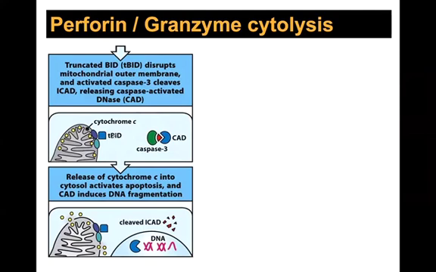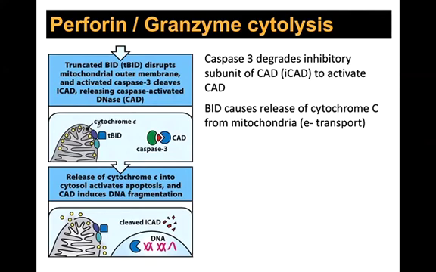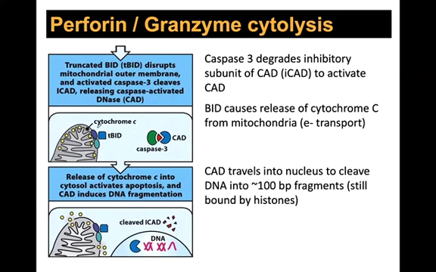In particular, it's going to cause release of cytochrome C from the electron transport chain. If you remember from biochemistry, if you don't have cytochrome C, you don't get any ATP, and that cell is shutting down. Okay, so caspase 3 is going to degrade the inhibitory subunit of CAD, caspase activated DNase. BID causes a release of cytochrome C, so now you've shut the cell down at the transcription level and at the energetics level.